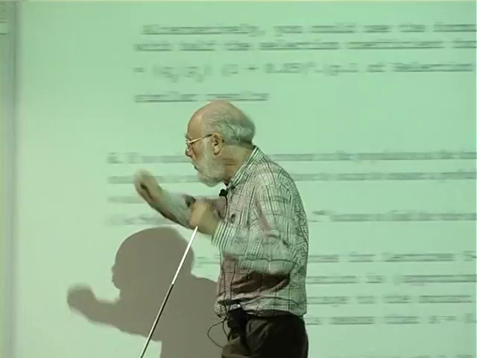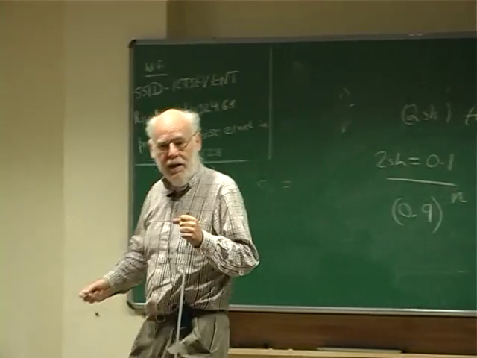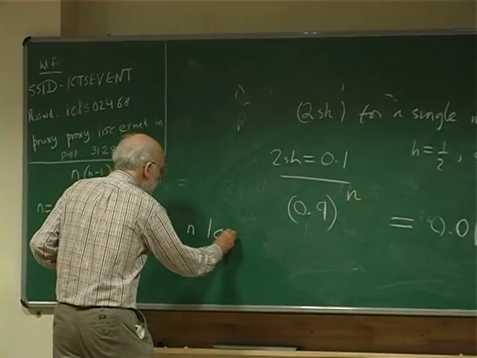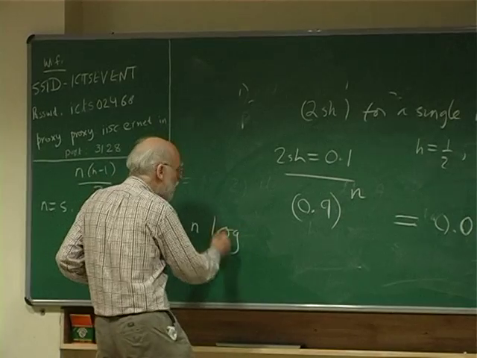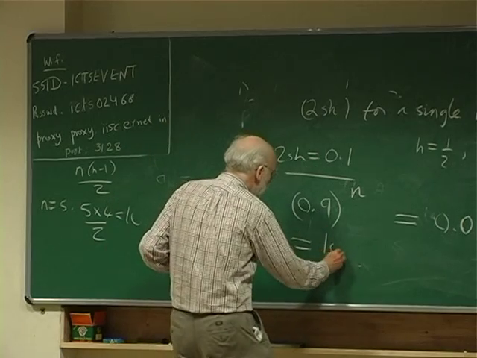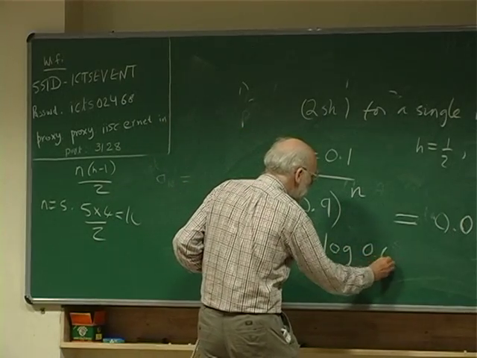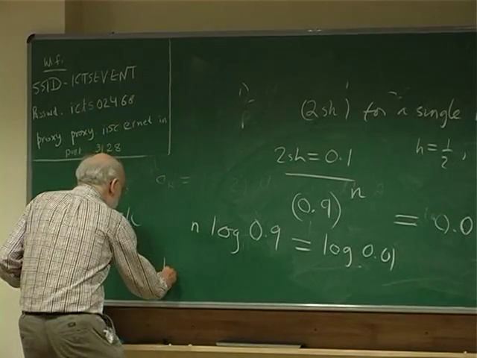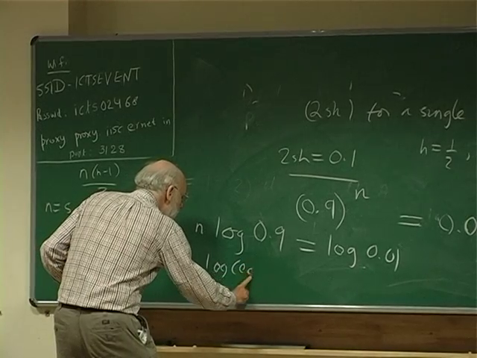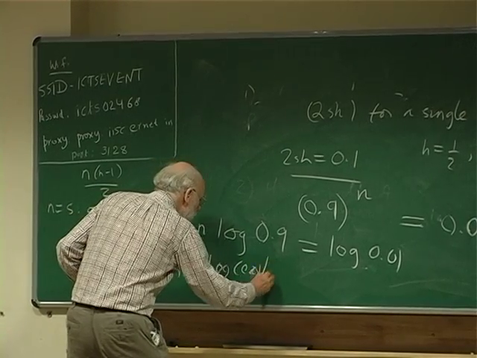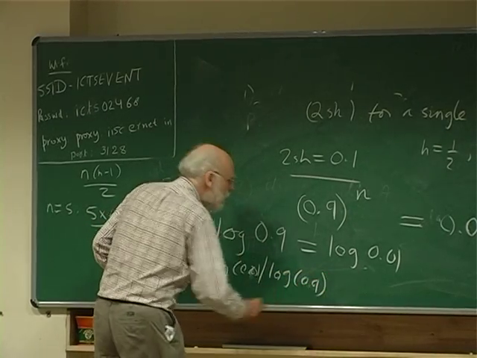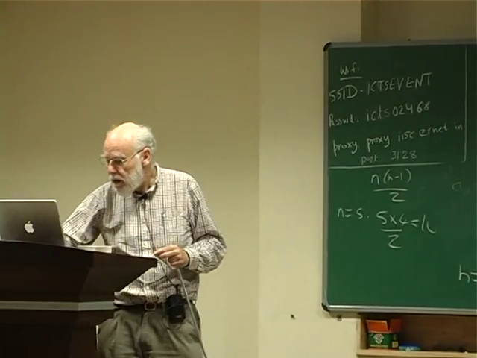Logs. Yeah. We appear with John Napier again. So we take n times log. We can use log base 10 if we like. It doesn't matter what kind of log we use. Log 0.9, we don't have to use log e here, is equal to log 0.01. And so n is equal to the ratio of log 0.01 divided by the log of 0.9. So that gives us a solution to our little problem.